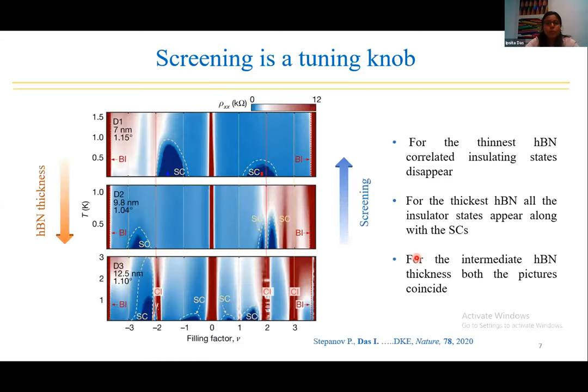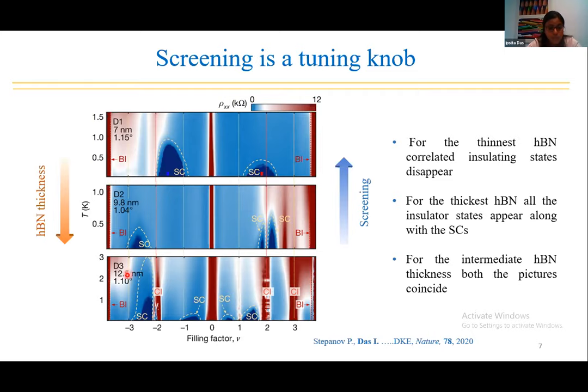So with that, I would talk about the experimental result from our group. So this is the phase space of three different devices with three different twist angles and hexagonal boron nitride thicknesses. So this D1 has the thinnest hBN. For that, we have seen that there is a high resistive state at charge neutrality. The color plot indicates, so the blue color indicates very small or maybe zero resistance, and the dark red color indicates very high resistance. So at charge neutrality, there is a high resistive state, and if you fill the band, then in this device, there are no correlated insulating states. Rather, there are two broad superconducting domes here.